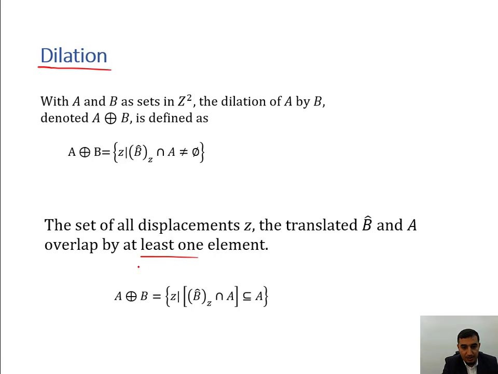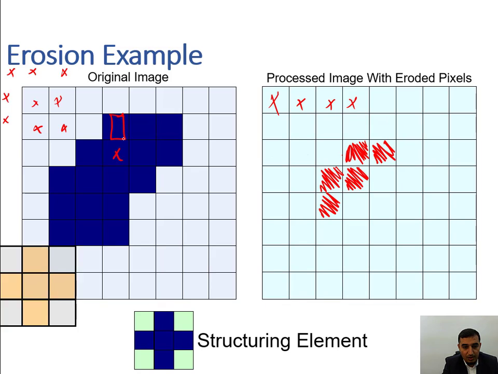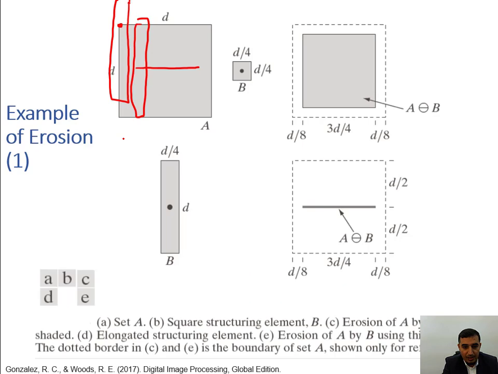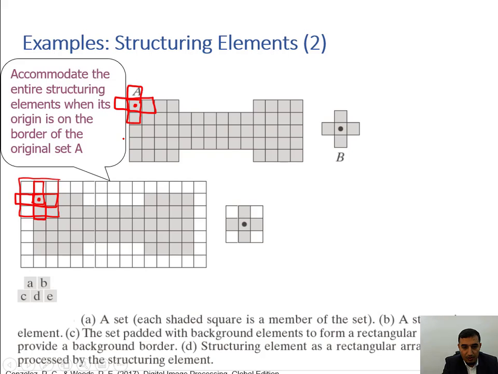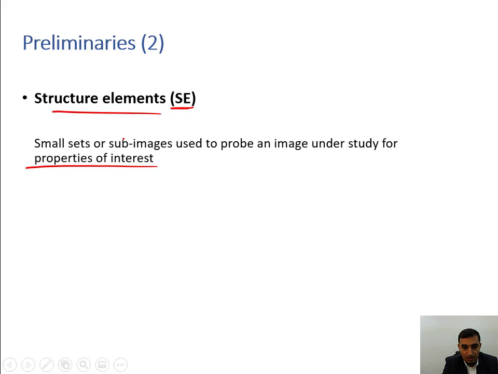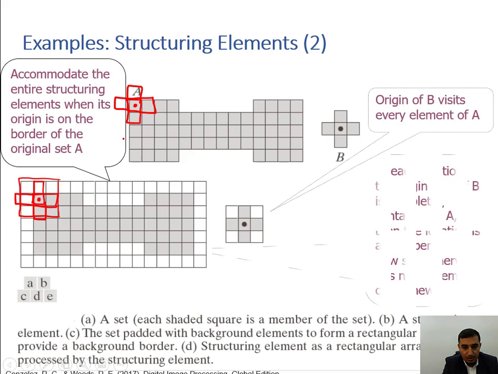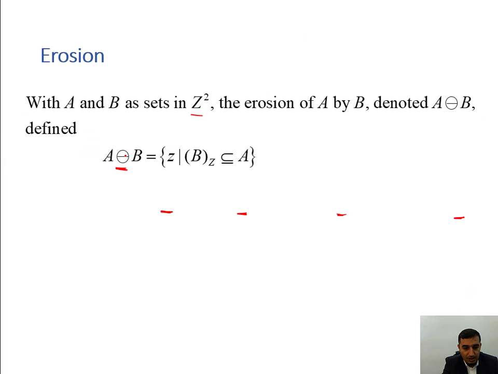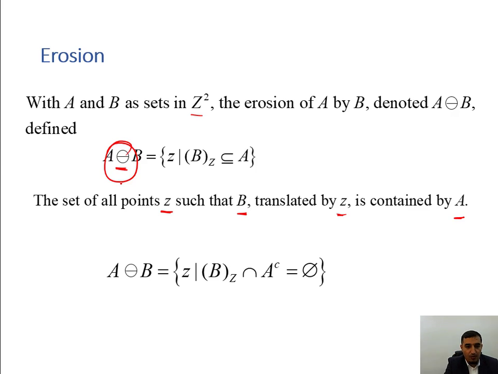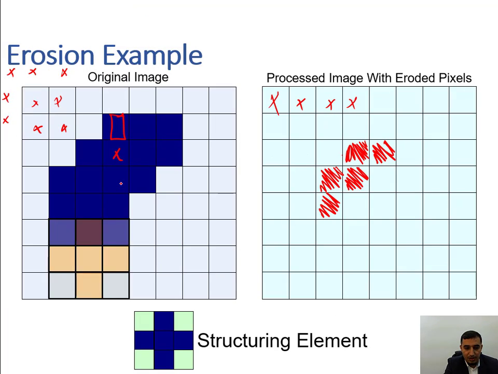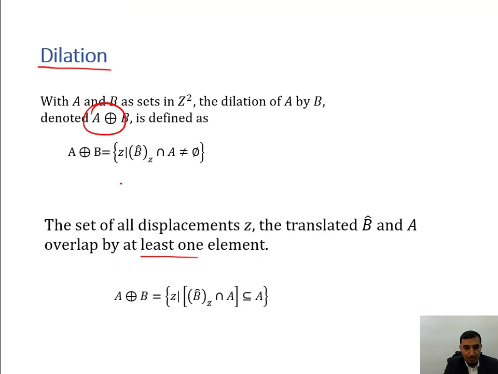Okay, remember this is the symbol for dilation. And this is the symbol for erosion. Erosion looks like the negative. Erosion is making the object smaller, so think about it as negative, whereas dilation is making the object larger, so think about it as positive.